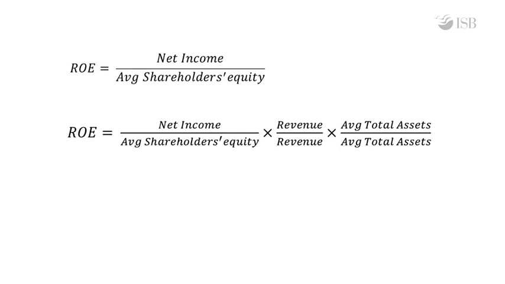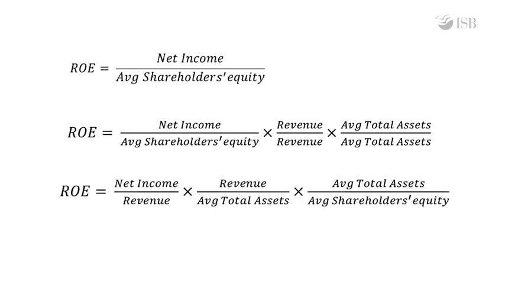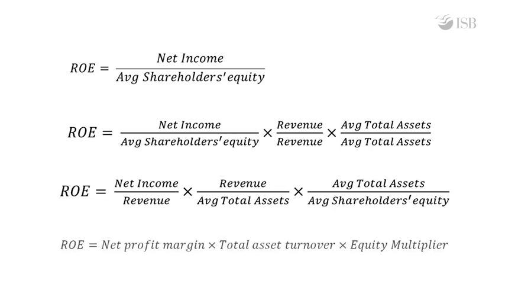Net income divided by revenue is net profit margin, which is a profitability ratio. Revenue divided by average total assets is total asset turnover, which is an activity ratio. Average total assets divided by average shareholders' equity is called the equity multiplier and is a measure of the company's solvency. High values of equity multiplier tell us that the company has high levels of debt and low levels of equity. We now have ROE equals net profit margin times total asset turnover times equity multiplier. This helps us attribute a company's low or high ROE to various factors measured by these three financial ratios.